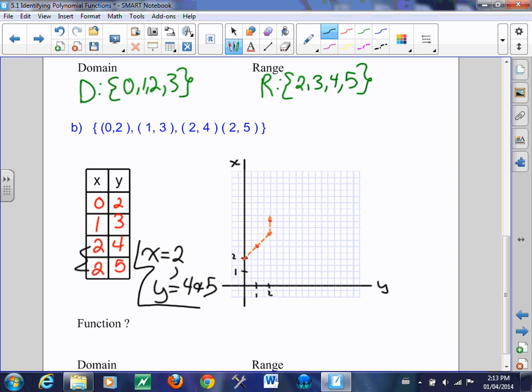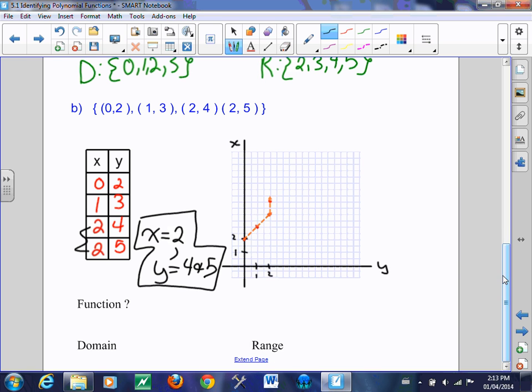So does each x have only one y? In this case, no. So is this relation a function? No. And so I would say no, because when x equals 2, y equals 4, or you could say either one, 5. Or you could also say because each x does not have its own y, because y has two parts here.